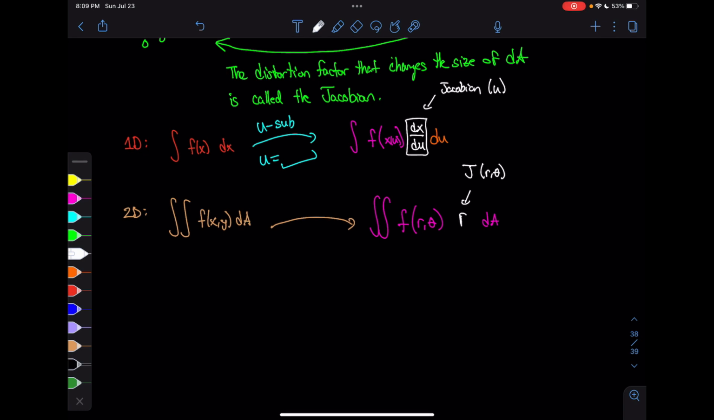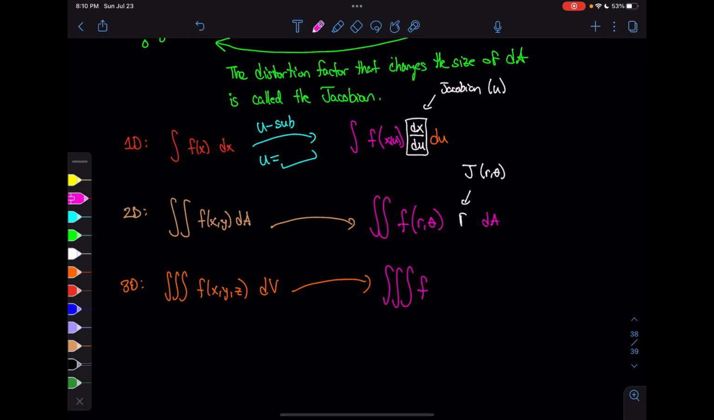And then in 3D, so let's do the 3D case. In 3D, we might have taken a function that's in terms of x, y, and z, dV, and we did some sort of transformation. And what did we get? Well, let's say we were using spherical coordinates.